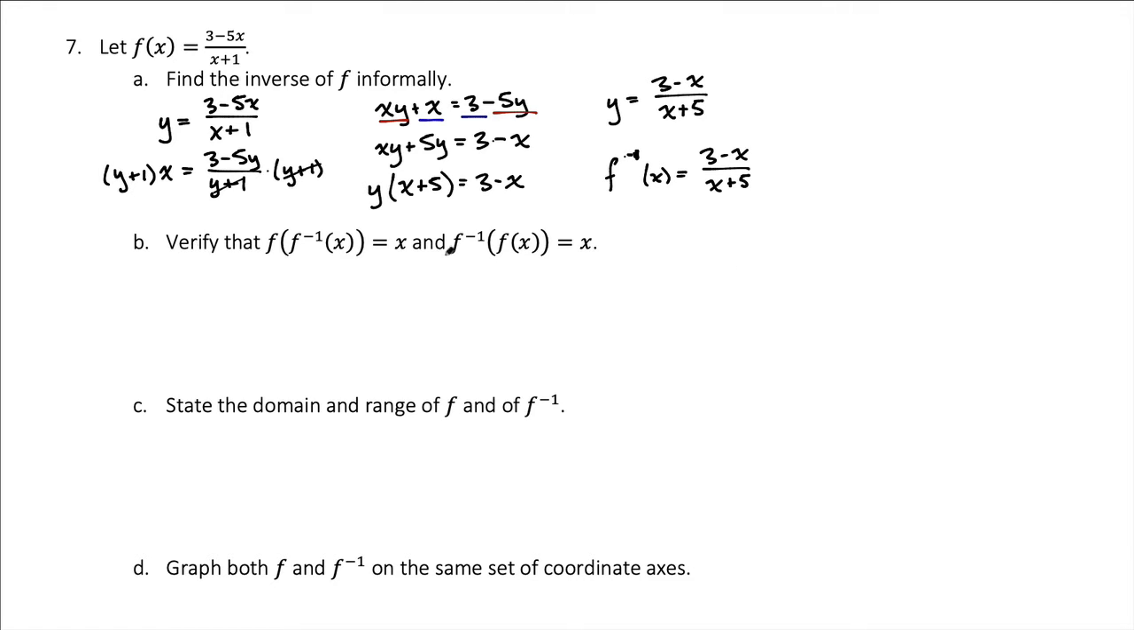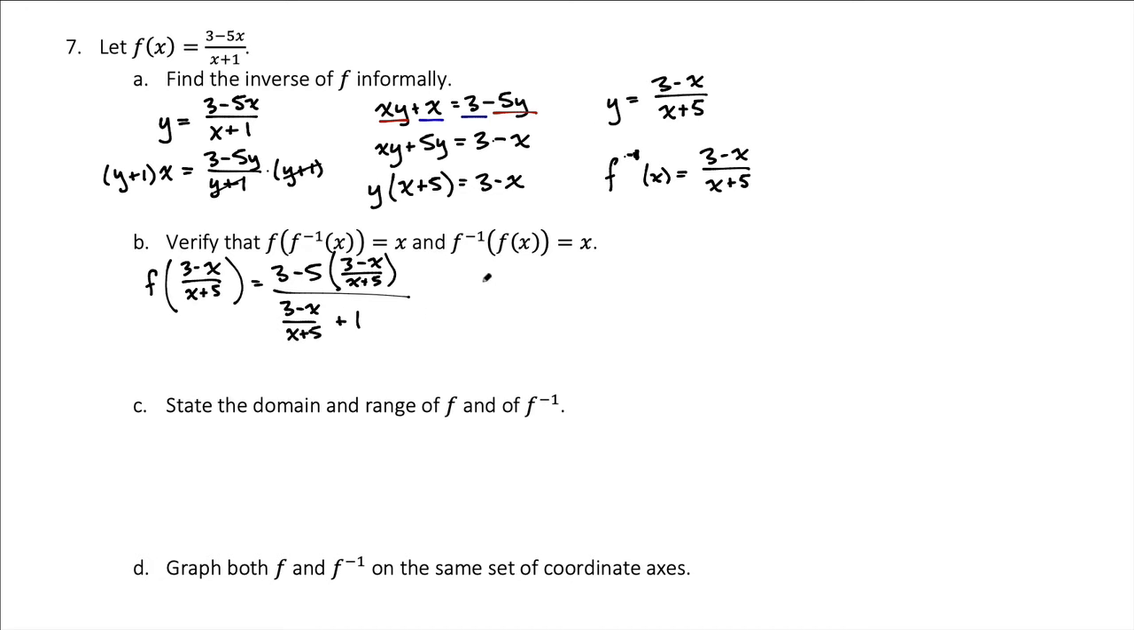Okay, now for verification of these two properties, for this first one, we need to take f of f inverse of x. So f inverse of x, that's what we just found, 3 minus x over x plus 5. And, well, we're doing f of that thing. So f is this thing up here. So we have 3 minus 5 times this input, which is that whole thing, 3 minus x over x plus 5. And then over x, which again is that whole input, 3 minus x over x plus 5, and then plus 1.